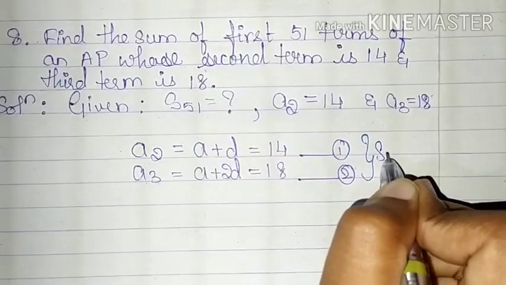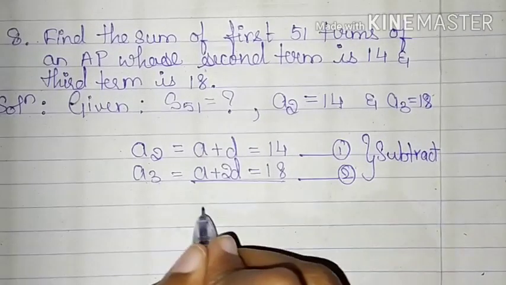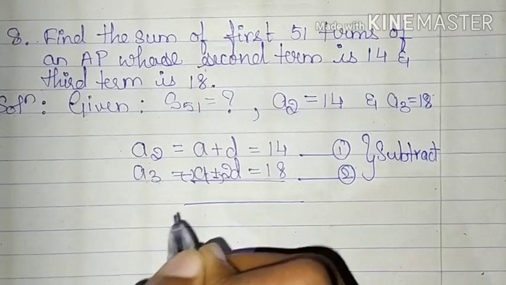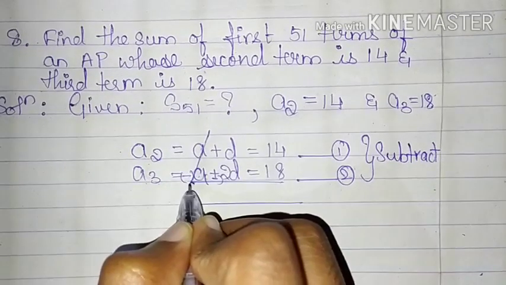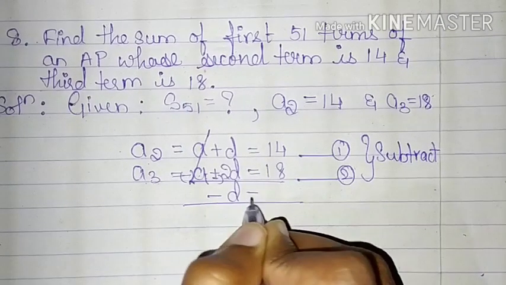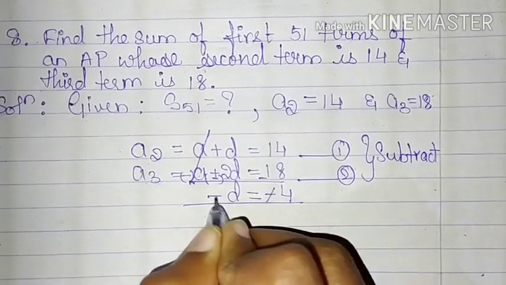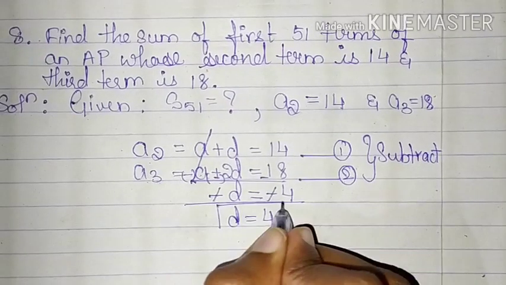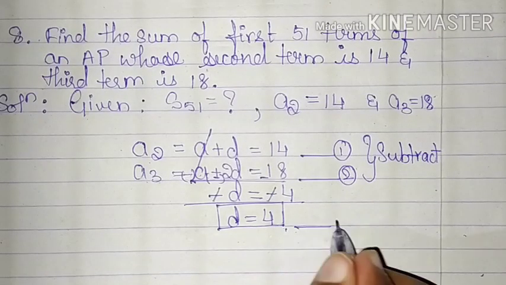Now let us just subtract them. What we'll get? The signs are reversed. Plus becomes minus and minus becomes plus here. A minus A cancels out, 0. D minus 2D, we get minus D is equal to 14 minus 18, we get minus 4. Minus minus cancels and we get the value of D to be 4. That is the common difference, D is equal to 4. This is my equation 3.